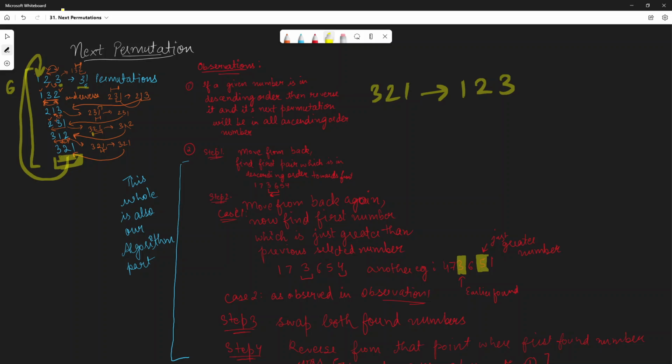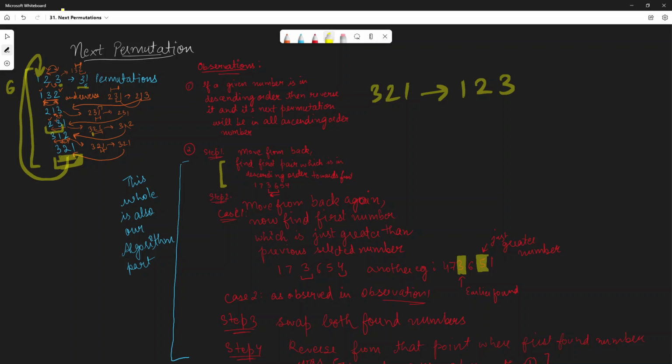Now the next thing is also one of the observations, and even the algorithm part, of what we are required to do in this particular question. Step 1: we move from the back, the way I was showing here, and find the first pair. Here 1 and 3 was not the pair, but 2 and 3 was, right? So this is the first pair which is in descending order towards the front. Basically, all of them which we are finding are in descending order towards the front.